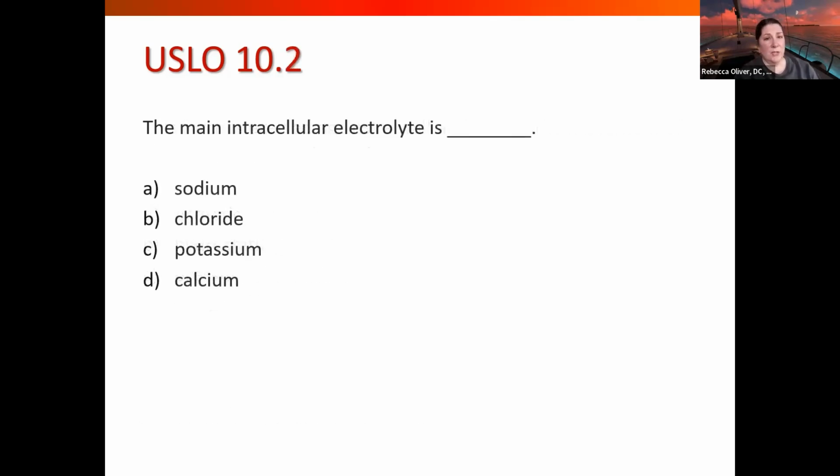The main intracellular electrolyte is, so which electrolyte is inside of the cell? That's a good question, isn't it? Well, it's probably not going to be sodium. And if it's not sodium, it's probably not going to be chloride either, because they have a tendency to run around the universe together. So we're looking at either potassium or calcium. And I'm going to remind you about some pumps that are real important. It would be the sodium potassium pumps. About 98% of the body's potassium is going to be housed inside of cells.